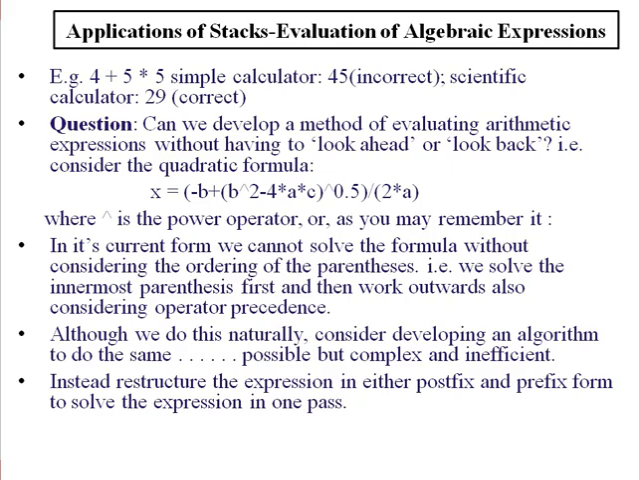That is, first we should evaluate multiplication. So 5 times 5 is 25, then 4 plus 25 is 29. That is the correct solution of the given expression.